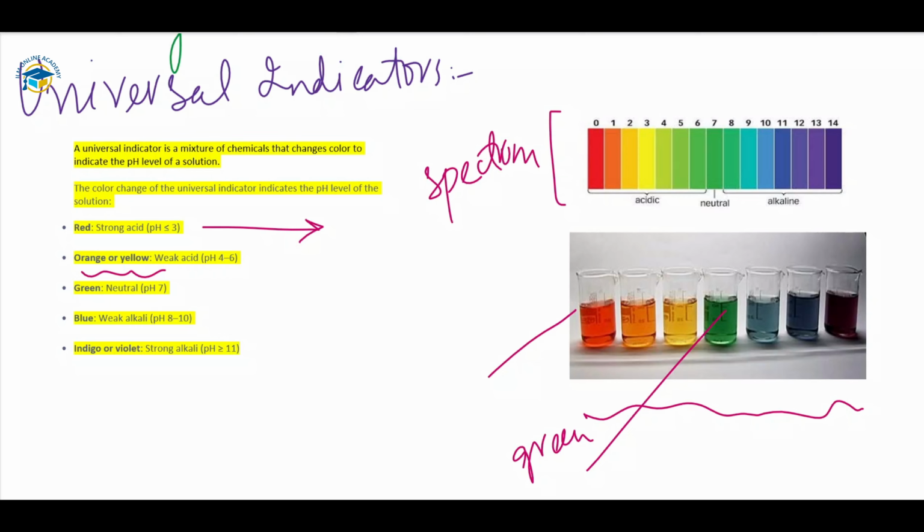So the more acidic solutions, like the battery acid, turn the universal indicator bright red, and the less acidic solution will turn the indicator orange red.